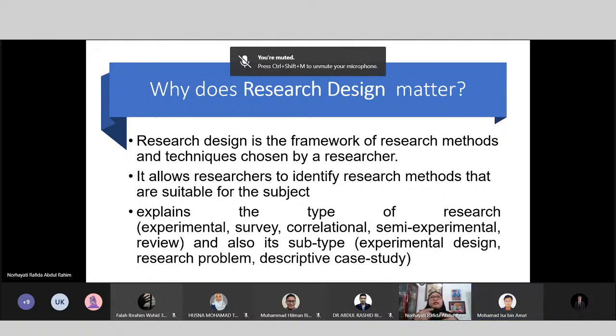Then you will say it is a qualitative approach, which uses the interview technique. The approach is qualitative, and then the technique, what is the technique? We use interviews. Then you can start with the sampling, location, and so on after that. Why? When we use qualitative, it allows researchers to identify research methods that are suitable for the subject.